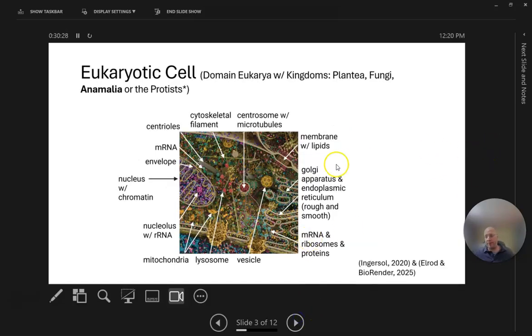Eukaryotic cell. I did a similar thing here with BioRender. Basically, I got a famous picture from Johns Hopkins and labeled it with BioRender, similar to what I did with prokaryotes. This is the Animalia kingdom. There are a few kingdoms, and they depend on what the food source is. For Animalia, which is our cells, the food source is other organisms.